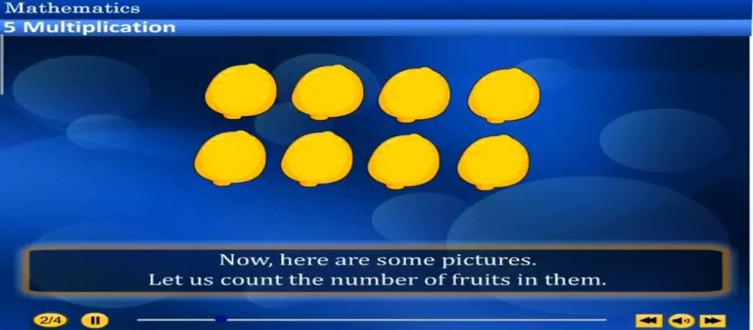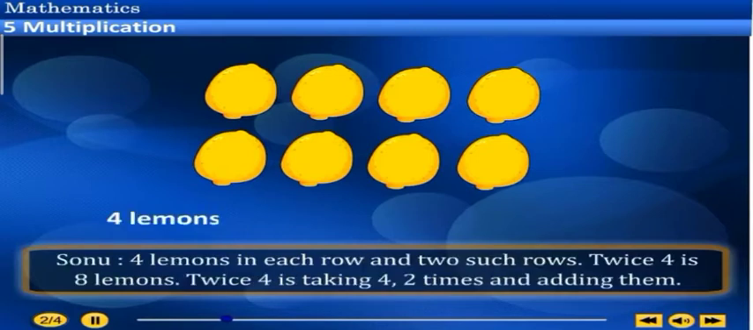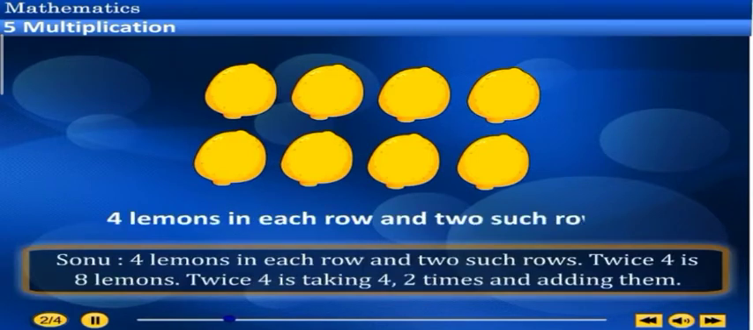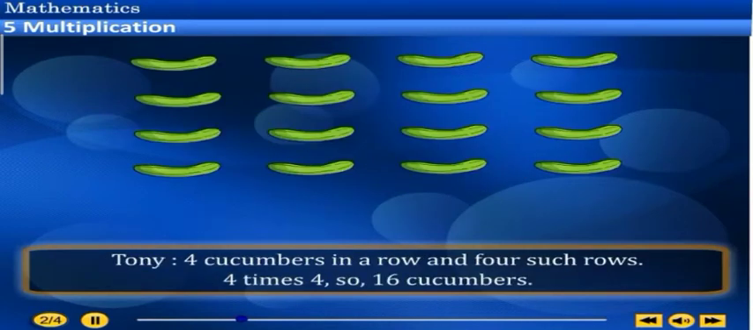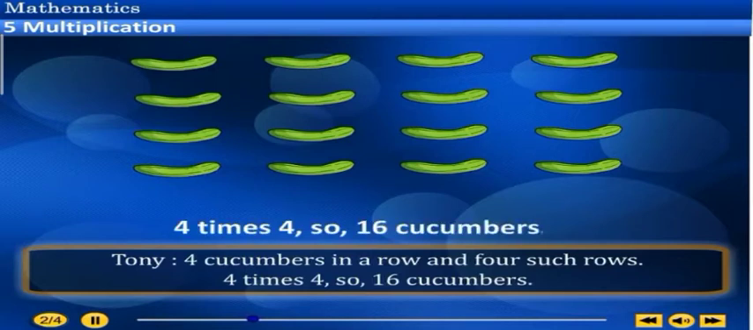Now here are some pictures. Let us count the number of fruits in them. Sonu: 4 lemons in each row and 2 such rows. Twice 4 is 8 lemons. Twice 4 is taking 4 2 times and adding them. Tony: 4 cucumbers in a row and 4 such rows. 4 times 4, so 16 cucumbers.